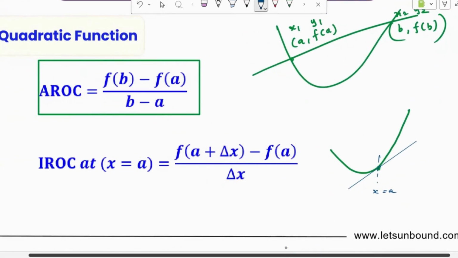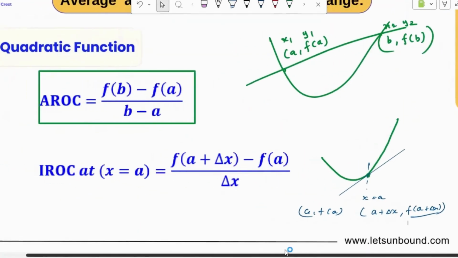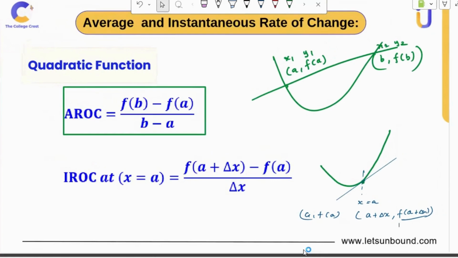So x is a, and another point. So a comma f of a is the one point, and another point would be a plus a very small value, I use del x, a plus 0.0001 and f of that value. So now you can apply the slope formula again. So that will be f of a plus del x minus f of a, right? So that's simple. And we are moving to next.